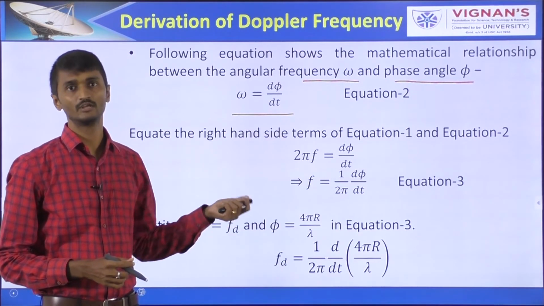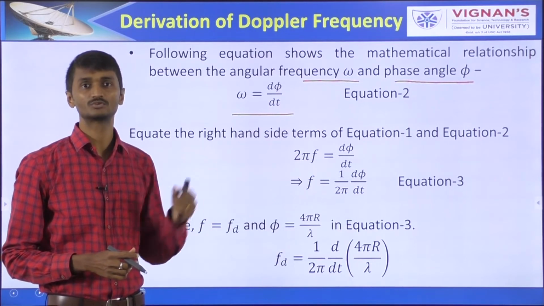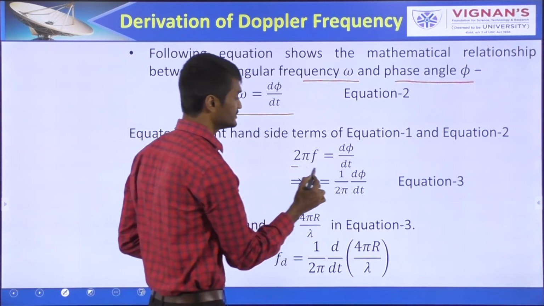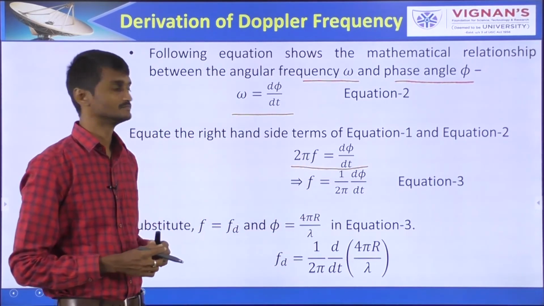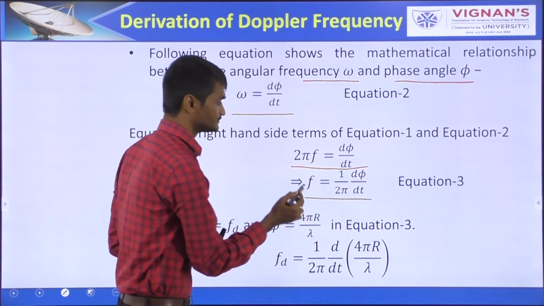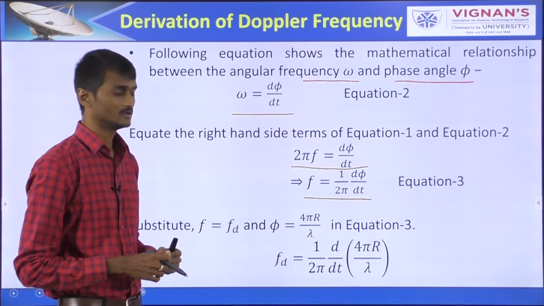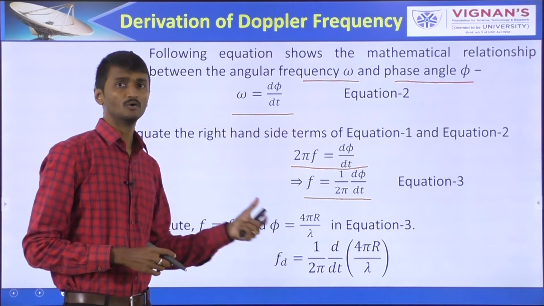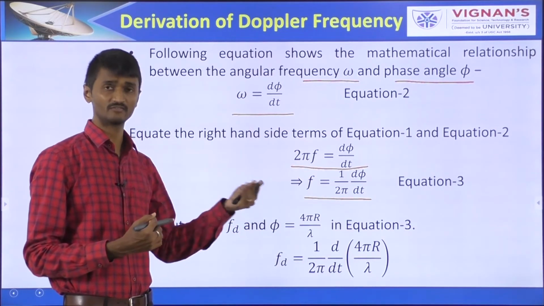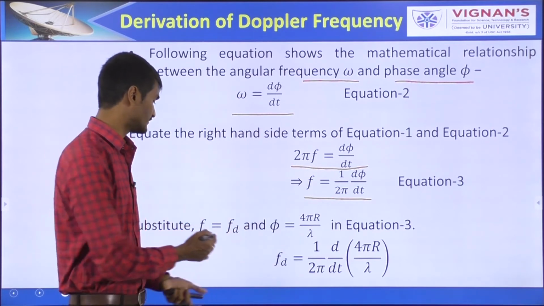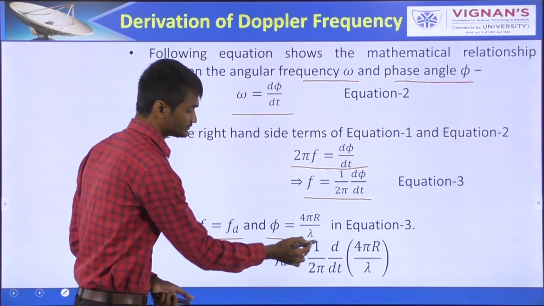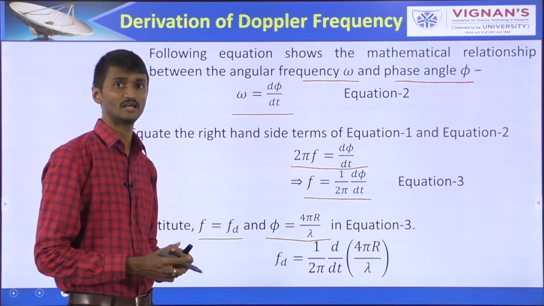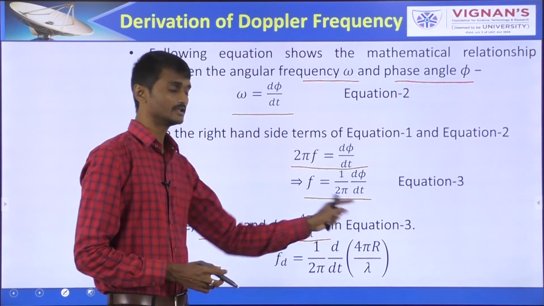Since the left hand side terms of those two equations are the same, that is omega, we get 2 pi f equals d phi by dt. So f equals 1 by 2 pi into d phi by dt. That will be equation 3. Now substitute f equals fd, that is the Doppler frequency, and phi equals 4 pi R by lambda, which we have already considered, in equation 3.